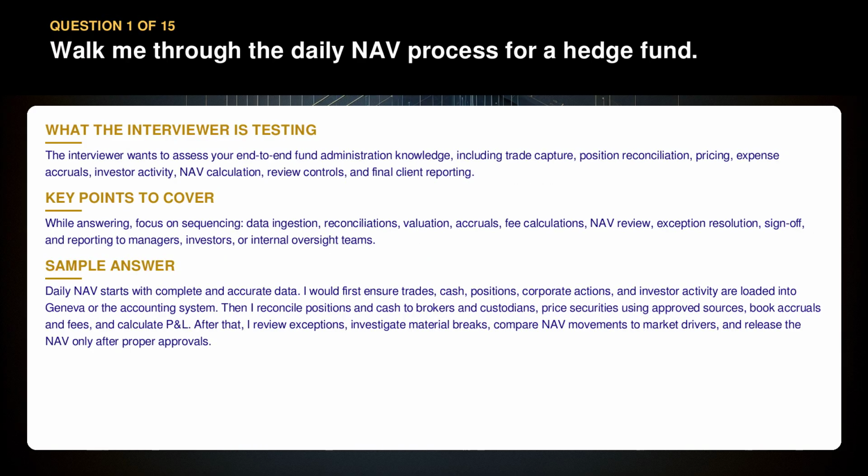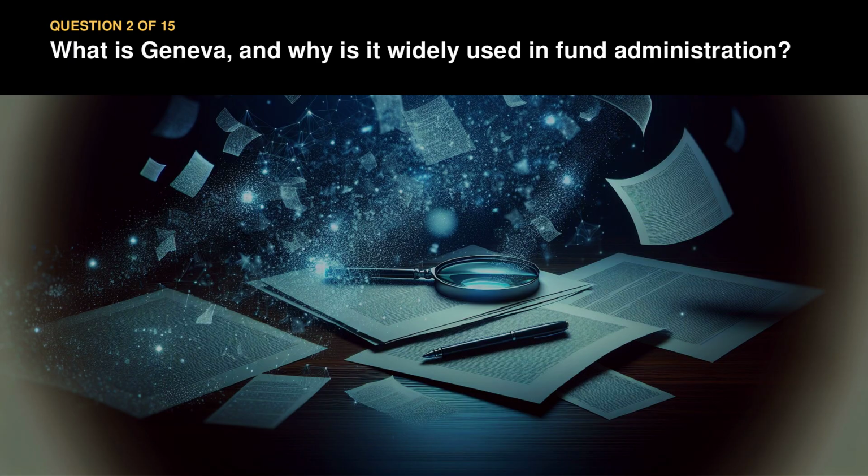Daily NAV starts with complete and accurate data. I would first ensure trades, cash, positions, corporate actions, and investor activity are loaded into Geneva or the accounting system. Then, I reconcile positions and cash to brokers and custodians, price securities using approved sources, book accruals and fees, and calculate P&L. After that, I review exceptions, investigate material breaks, compare NAV movements to market drivers, and release the NAV only after proper approvals.